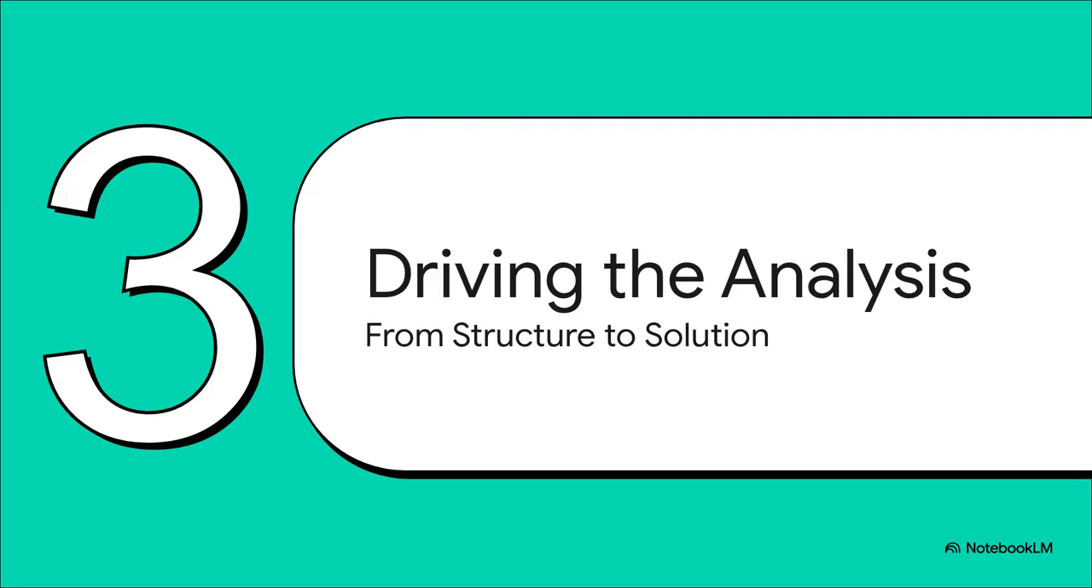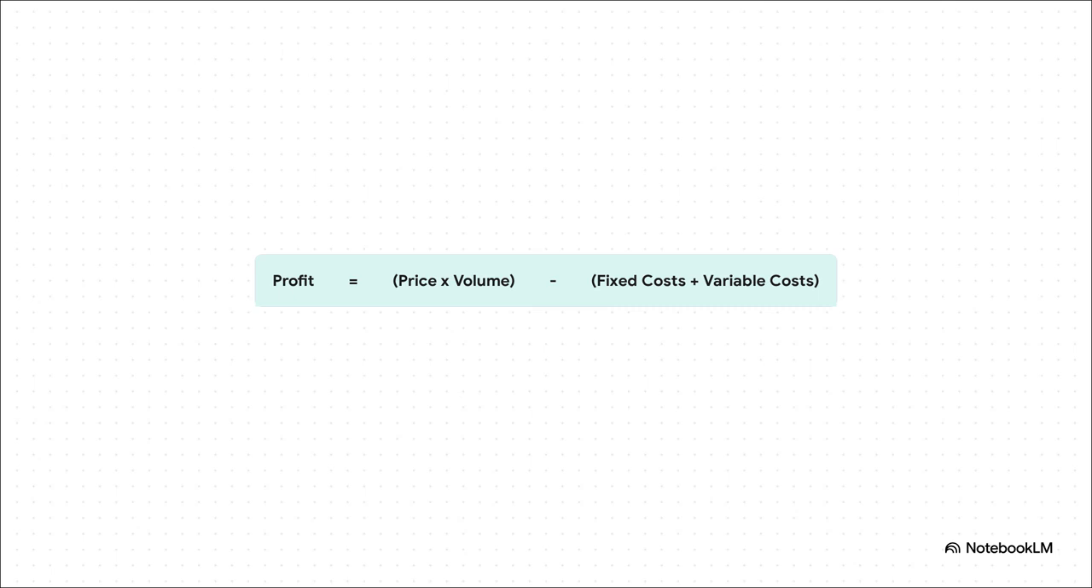All right, so you've got your structure laid out. Now it's time to actually drive the analysis. This is where you put your plan into motion and start working through your framework, piece by piece, to figure out what's really going on. And this simple formula shows you the logic perfectly. You start high level with profit. Then you drill down. Maybe you think the problem's on the revenue side, so you investigate price and volume. If that's a dead end, you pull back up, and then you drill down into costs, fixed and variable. See? You're just systematically crossing off possibilities.